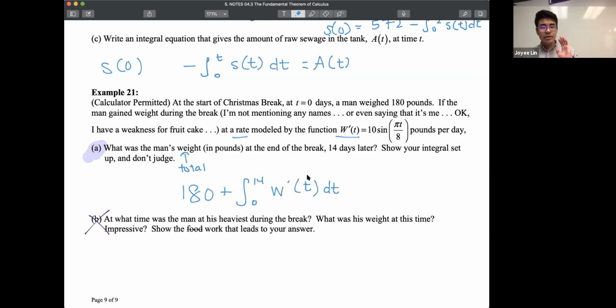So keep in mind, when you get a free response question, and if it's dealing with accumulation, you need to be able to separate the idea of amount accumulated versus total value.